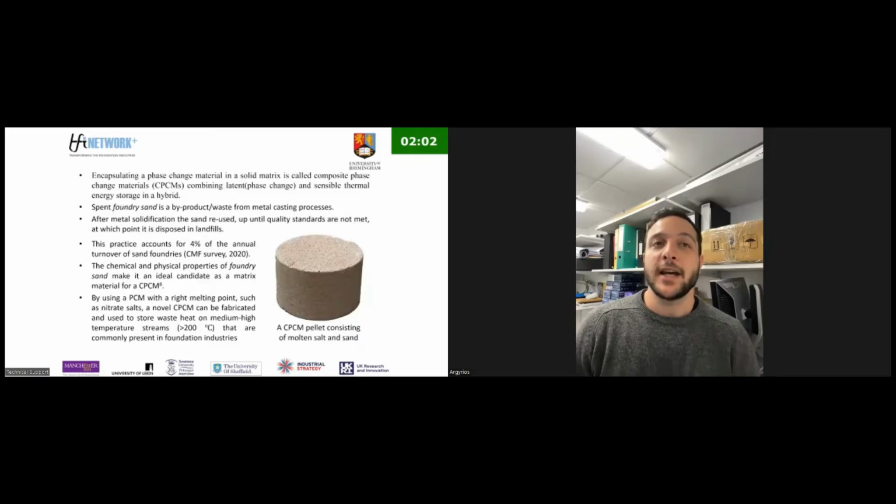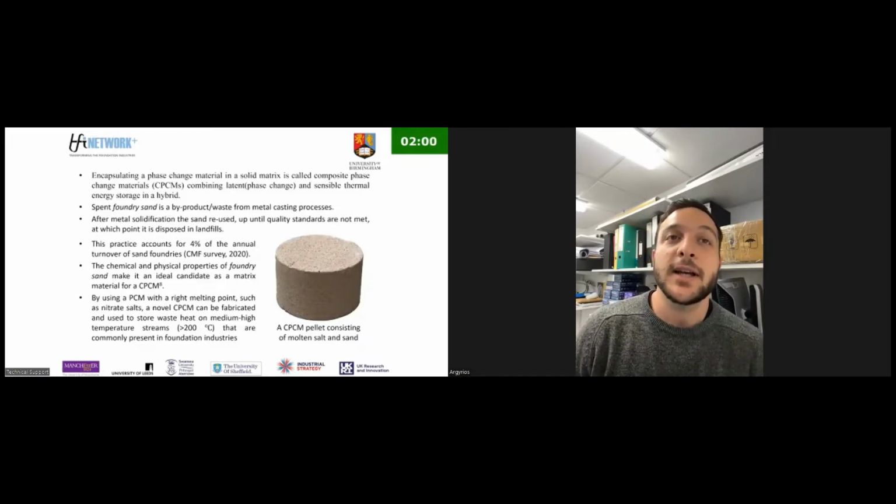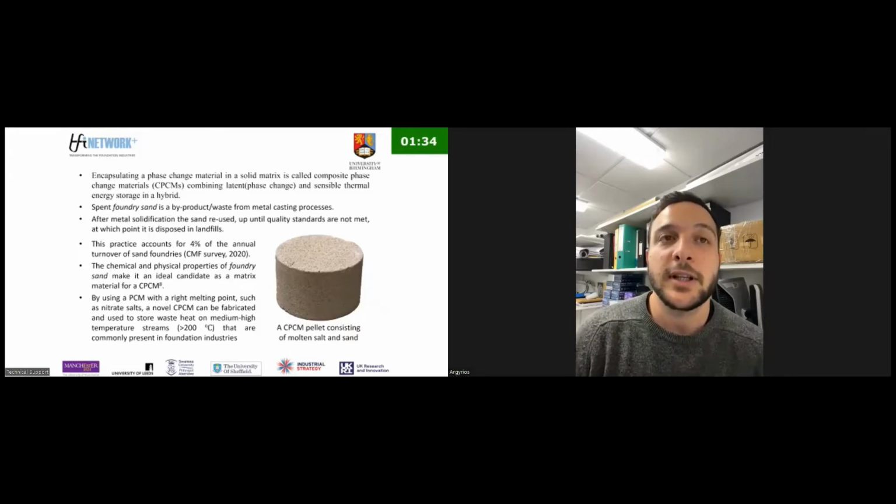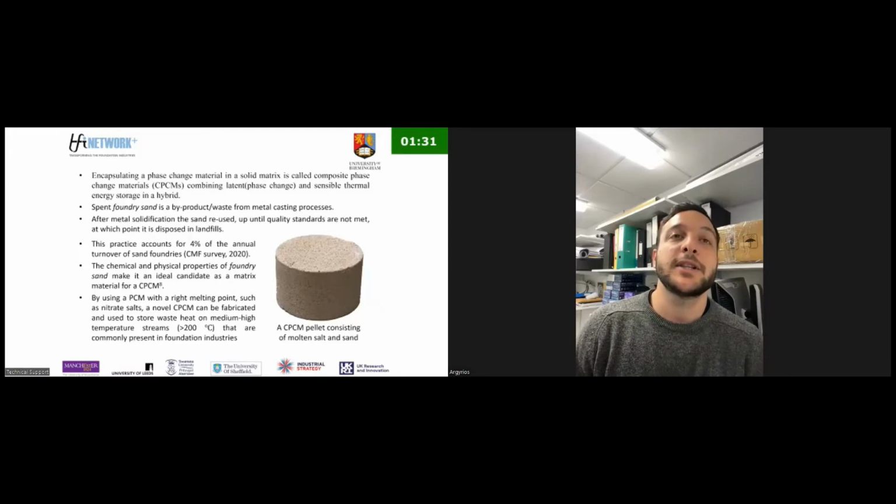So our idea is to actually, as you may well know, latent heat is a very promising technology to store thermal energy. The problem with that, particularly at high temperatures where you use molten salts to capture latent heat, is that they can be very corrosive and hard to handle. That's why we encapsulate them in solid matrices, and the ideal matrix will be a material that has a very high specific grain density, good thermal conductivity, and obviously doesn't react with the material.